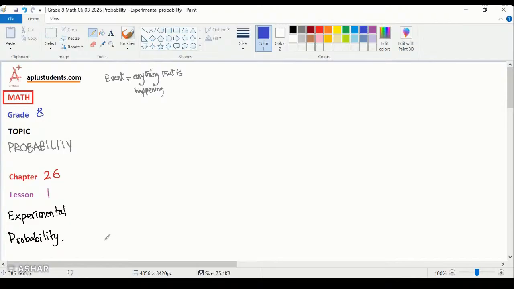The word probability has synonyms. Probability can be interchangeably used as possibility or chance. So what we say is, what is the chance of something happening? What is the possibility of something happening? Or what is the probability of something happening? It's exactly the same thing.